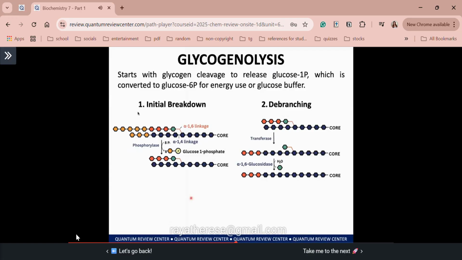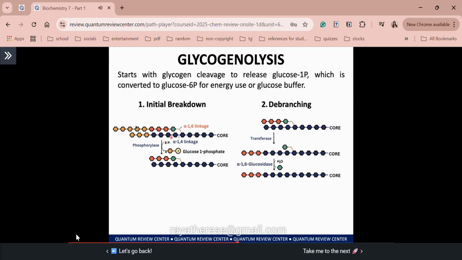Alright? So formally defined as your glycogen breakdown. So it starts with glycogen cleavage to release your glucose 1P monomeric units. So again, glucose 1P is further converted to glucose 6P for energy use or glucose buffer in the blood. Alright, so class, similar with the pentose phosphate pathway, glycogenolysis is very easy to digest. So here, we only have 3 individual reactions. Alright, so let's start.